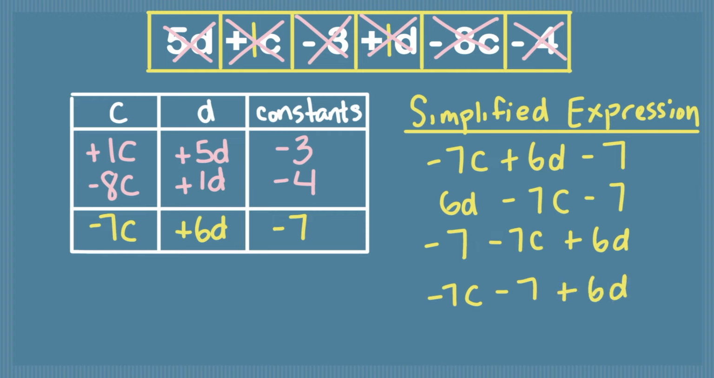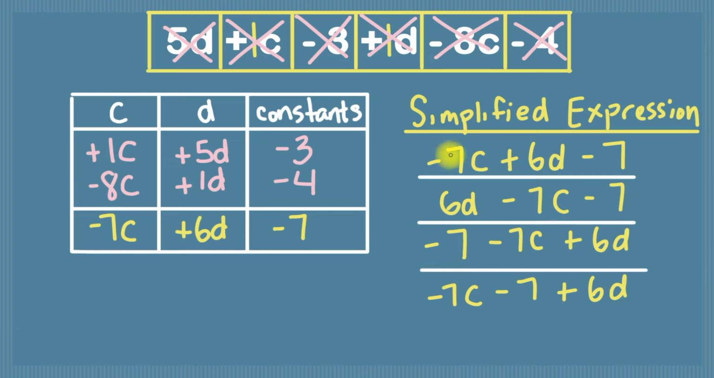The point I'm trying to make is this, especially if you have a multiple choice question. It's important to know that all of these expressions are equivalent, and they're equivalent because even though these terms are in different orders, they have the exact same terms within them. They all have negative 7C, they all have positive 6D, and they all have negative 7. So you could write any one of these expressions and they'd be absolutely right. Keep in mind, there might be other ways to write this as well, but all that matters is that any way you write it, it must have all three of these terms exactly as they are.